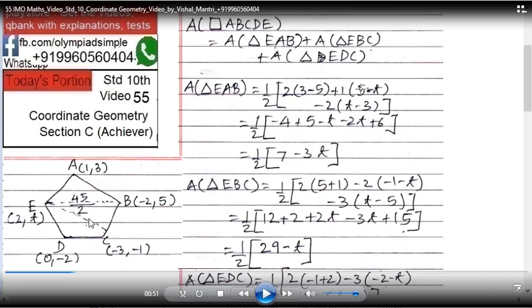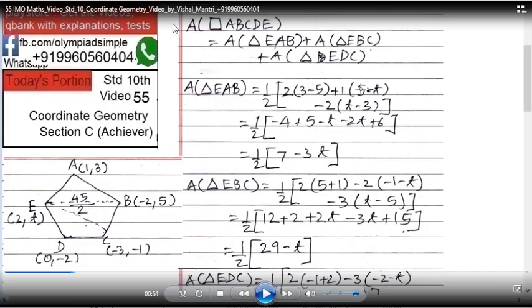Similarly EBC, same formula. X1 into, now you use what is X1, what is X2 and what is X3. See this 2t 1 1, then 5 over here, so 2 2 and 3 3. Okay, so X1 into Y2 minus Y3 plus X2 into Y3 minus Y1 plus X3 into Y1 minus Y2. Solve this, you will get 1 upon 2 into 29 minus t. Okay, this is for EBC.